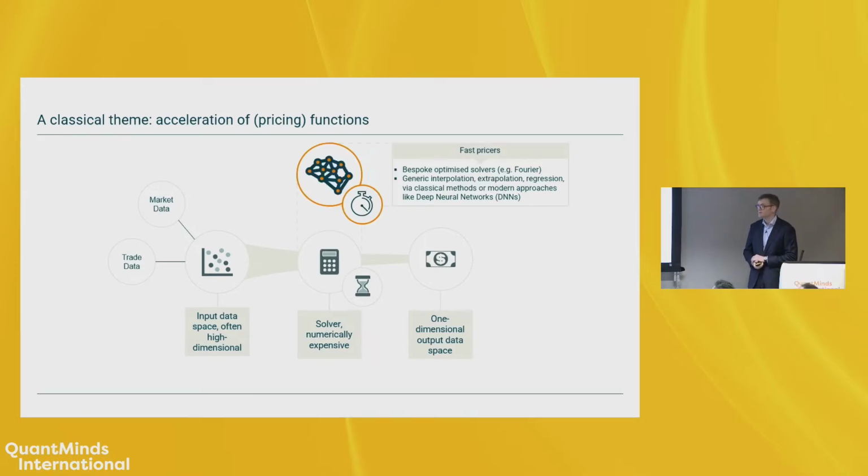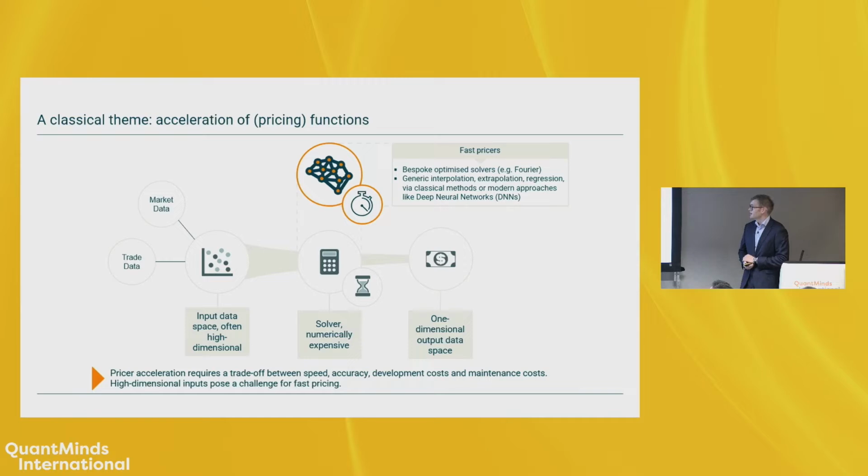The traditional way has been to try to develop bespoke fast solvers using, for instance, Fourier techniques. And these work in specific instances and mostly in low dimension only. Now there's a couple of generic interpolation, extrapolation, regression techniques, including model approaches like deep neural networks, which can be used to tackle this task. And which are promising also in the sense that, of course, if you're lucky, you can build a fast bespoke solver, but building it, doing all the model validation also can be quite expensive.